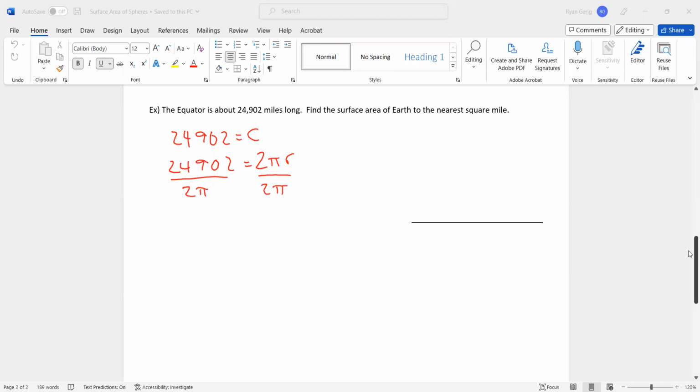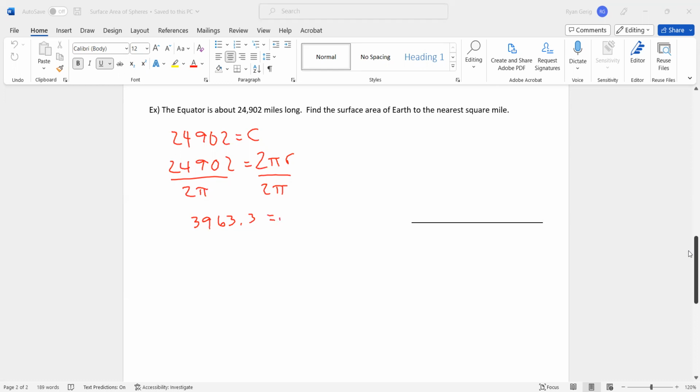When I divide by 2 pi, you've got to be very careful when you do that. When you type it in, you've got to do 24,902 divided by, but you've got to open parentheses because you want to divide by all of 2 pi. If you don't put parentheses, it's going to do 24,902 divided by 2, take that answer and multiply it by pi, which is not going to make any sense. What I get is that the radius of Earth is 3,963.3 miles.